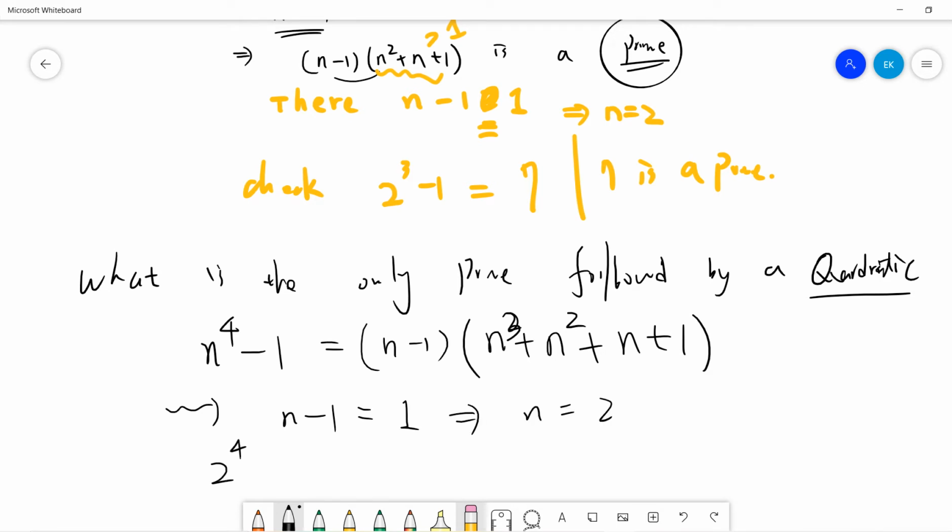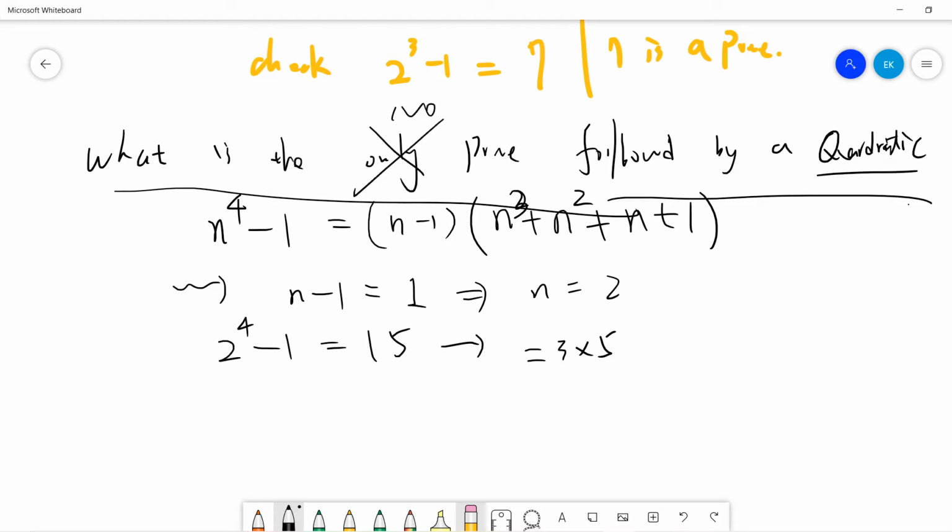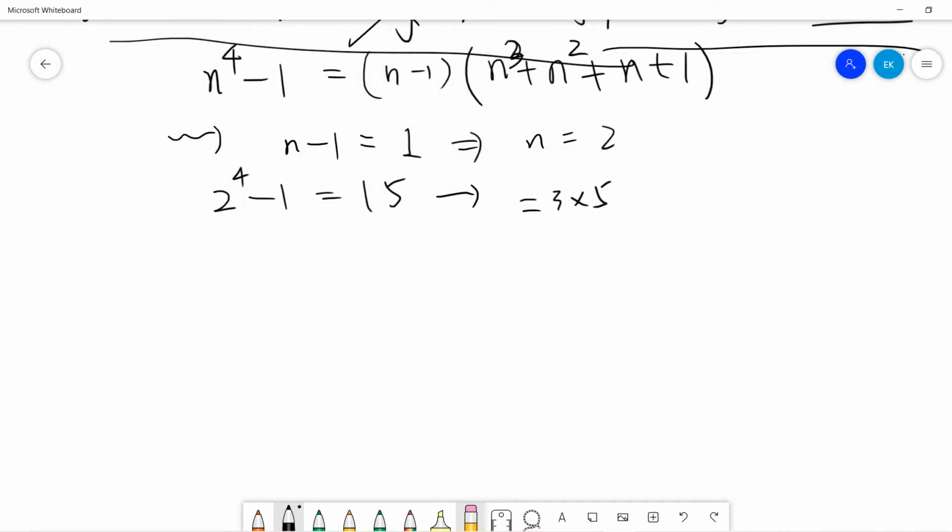So the answer is to check: 2 to the 4th minus 1 is 15. Unfortunately, this is not a prime, because I can still write it as 3 times 5. So there is no prime followed by a quartic. But I can ask more. So what is the general case?